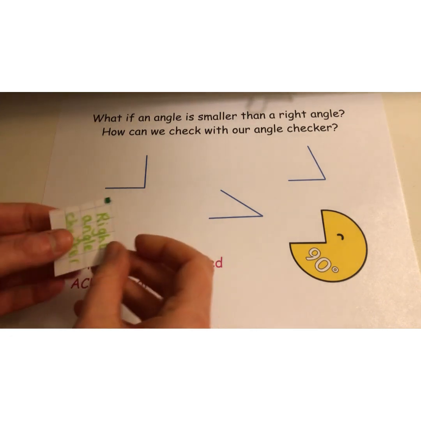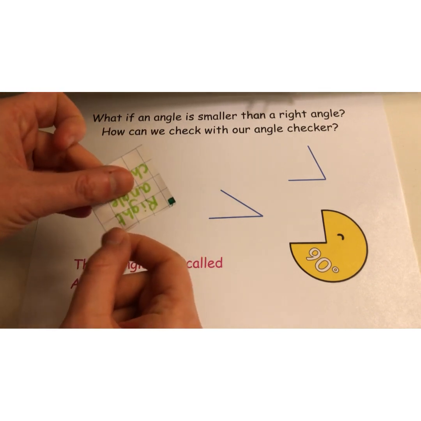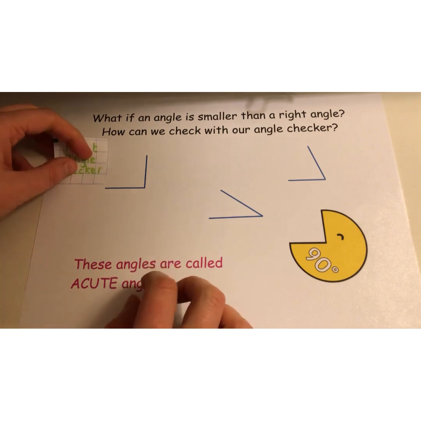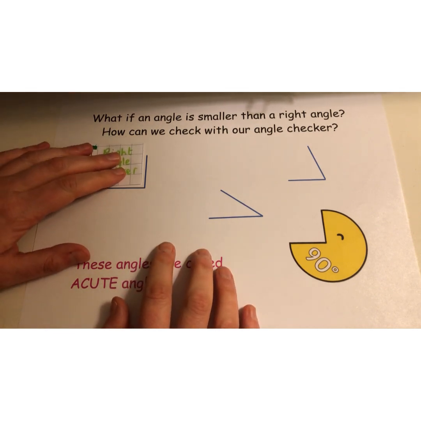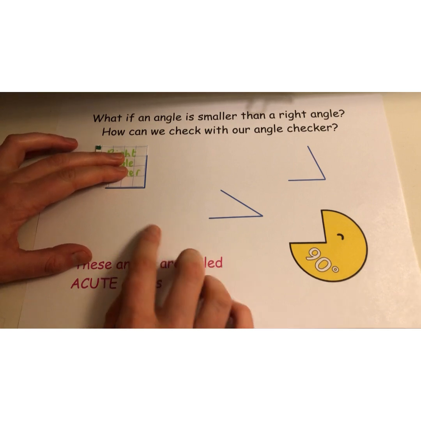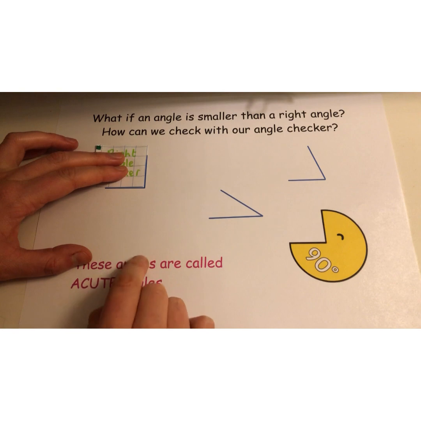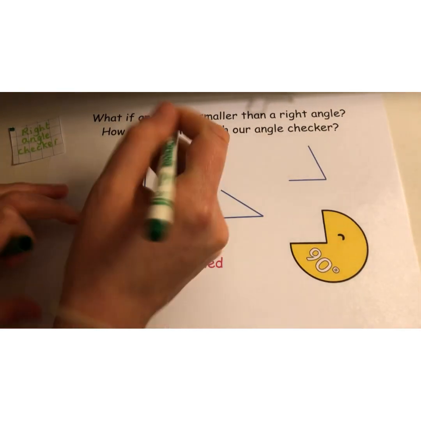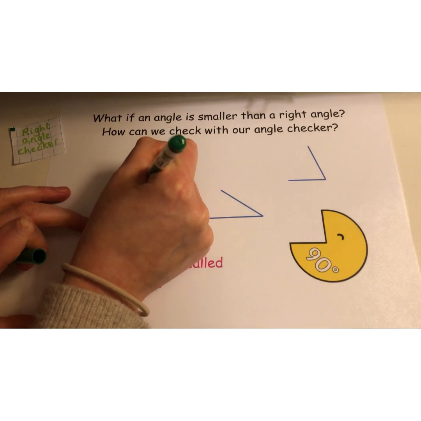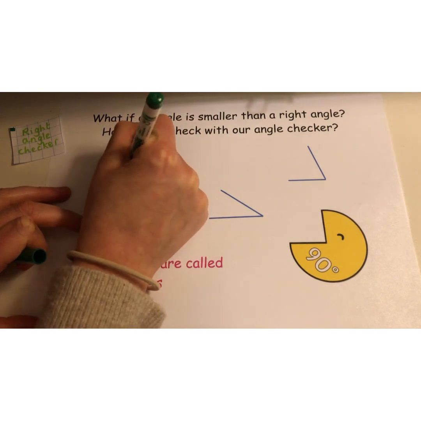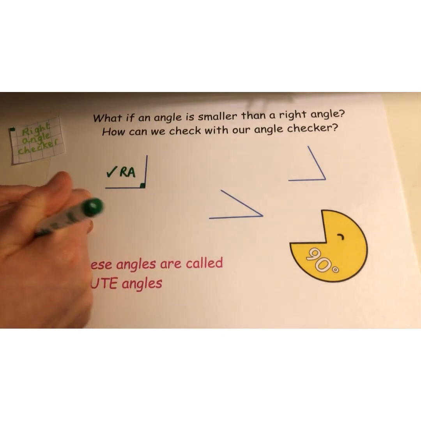So I'm going to do the same thing as I did before. I've got my right angle checker. I know that every angle here is a right angle. So I'm going to go corner to corner. Can I still see the vertical and the horizontal line? Yes, I can. Is this a right angle? Yes, it is a right angle. So with my pen, I'm going to draw in my symbol to show it's a right angle. And I'm going to give it a tick and I'm going to put RA for right angle.